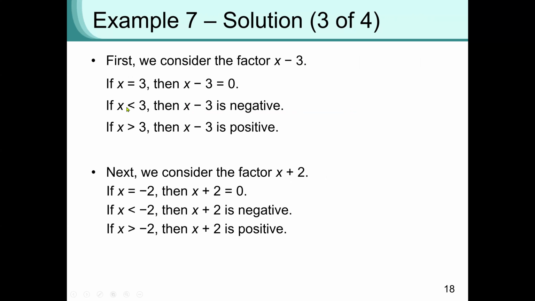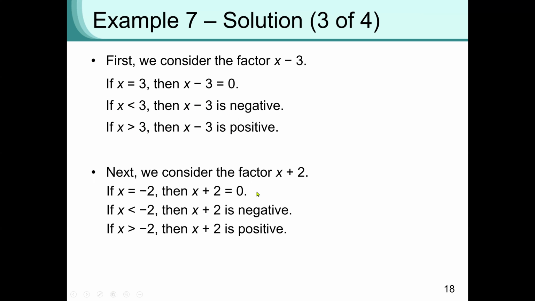Then we say that if s is less than 3, then s minus 3 is negative, which is true. Because if s is, let's say, 2, 2 minus 3 is negative. If it's 1, 1 minus 3 is still a negative answer. But anytime s is greater than 3, then our answer will be positive.